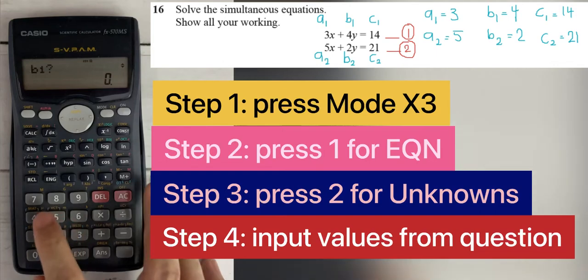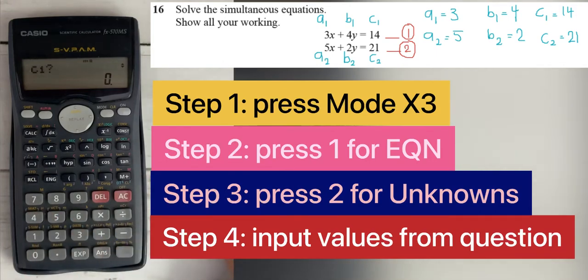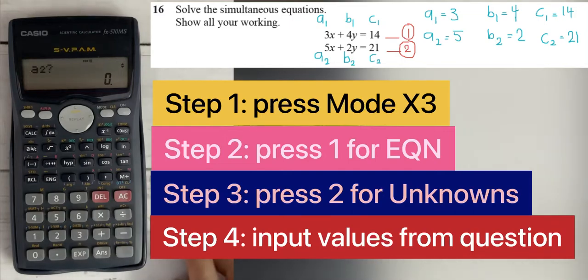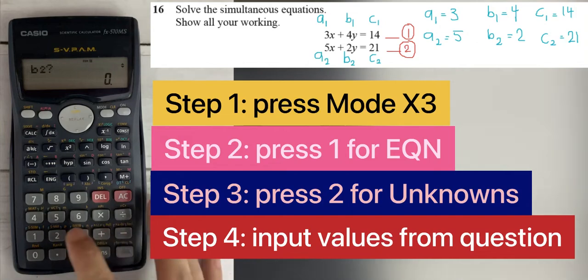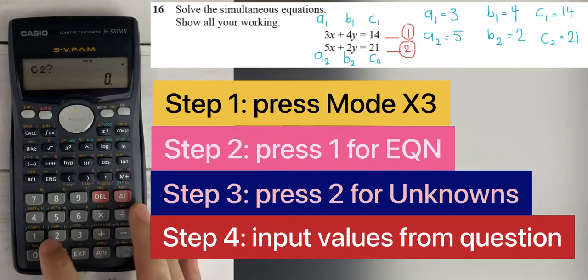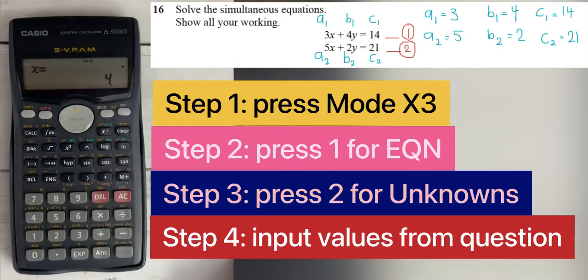Now B1 is actually 4, equal. C1 14, so click 14, equal. They will ask you what is A2. A2 is actually 5, equal. B2 is 2, equal. And finally C2 is 21, so fill up, equal. Now you will see the answer already. X is 4 and Y is 0.5. There you go. Keep practicing.